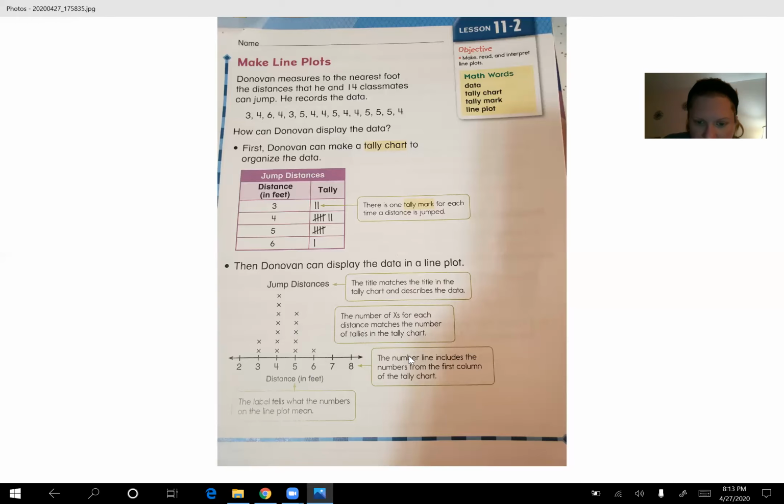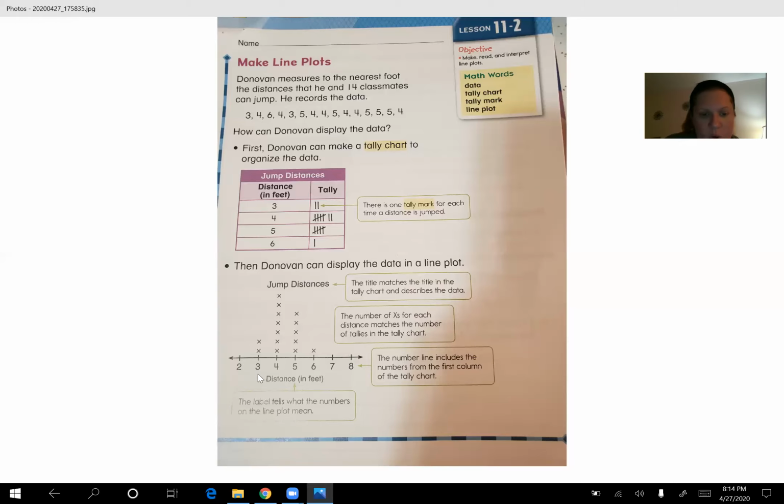And then down here, the number line includes the numbers from the first column of the tally chart. So remember I said up here, if you had kids that jumped like 2 feet or 1 foot, it would make your chart different. So down here, this chart is starting with 2. We don't have anything that's starting with 2. And it goes all the way to 8. But we already know that we only had 3, 4, 5, or 6. So really your tally chart could just be 3 through 6. It doesn't have to have the 7 or 8 or the 2. I don't really know why the example has that, but it does. So we'll just go with that. But if you had to make your own, you would need those numbers.